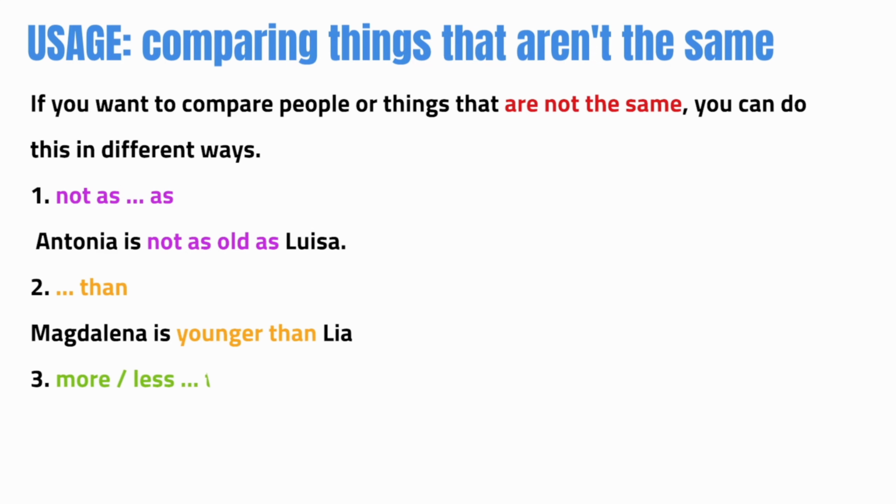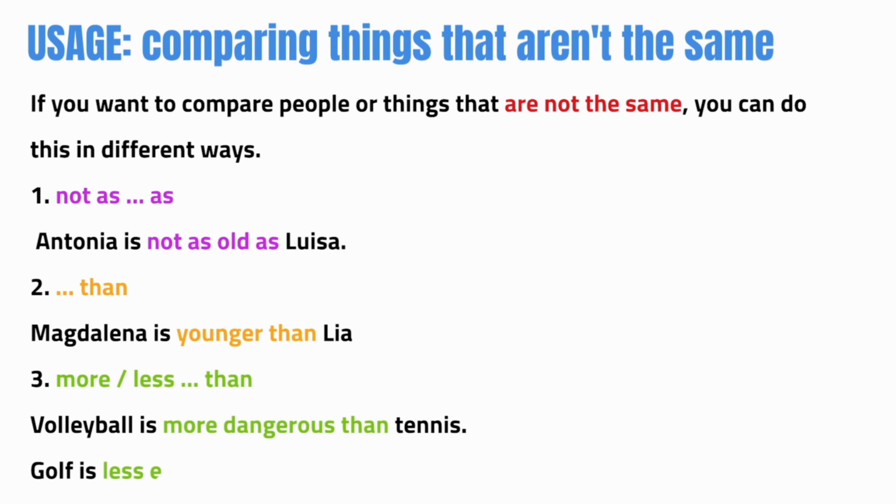Then you can use than. Magdalena is younger than Leah. Or you can use more, less than. Volleyball is more dangerous than tennis. Golf is less exciting than basketball.